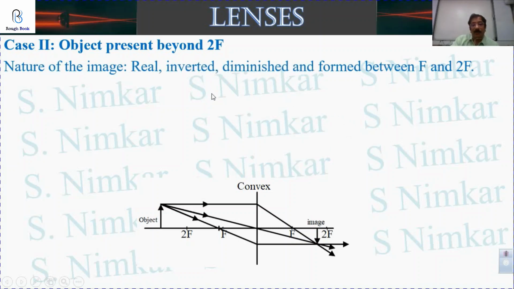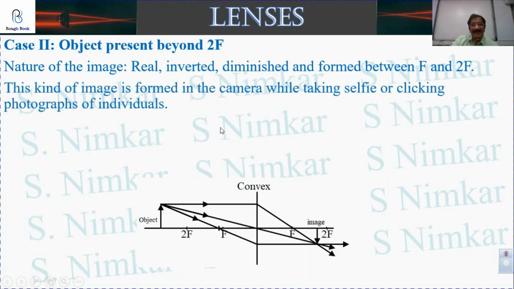And it is inverted. Now, which optical instrument forms this kind of image? This kind of image is formed in the camera while taking a selfie or clicking a photograph of an individual person or individuals. In that case, the image is formed between F and 2F because the object is beyond 2F.